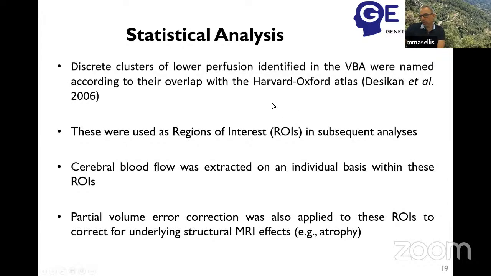So in terms of our statistical analysis, once we got maps based on voxel-based analysis, we then overlapped these with the Harvard Oxford Atlas in order to generate regions of interest for subsequent analyses. Regional cerebral blood flow was essentially extracted on an individual basis within these ROIs, and then we applied partial volume error correction to these regions of interest to correct for underlying structural MRI effects, for example, atrophy of the brain.